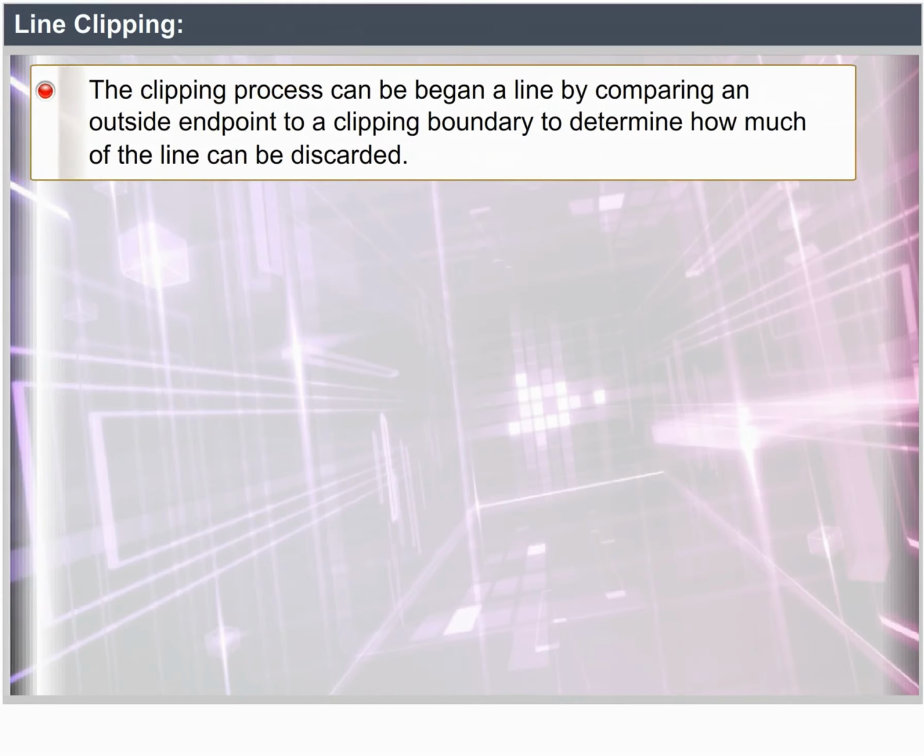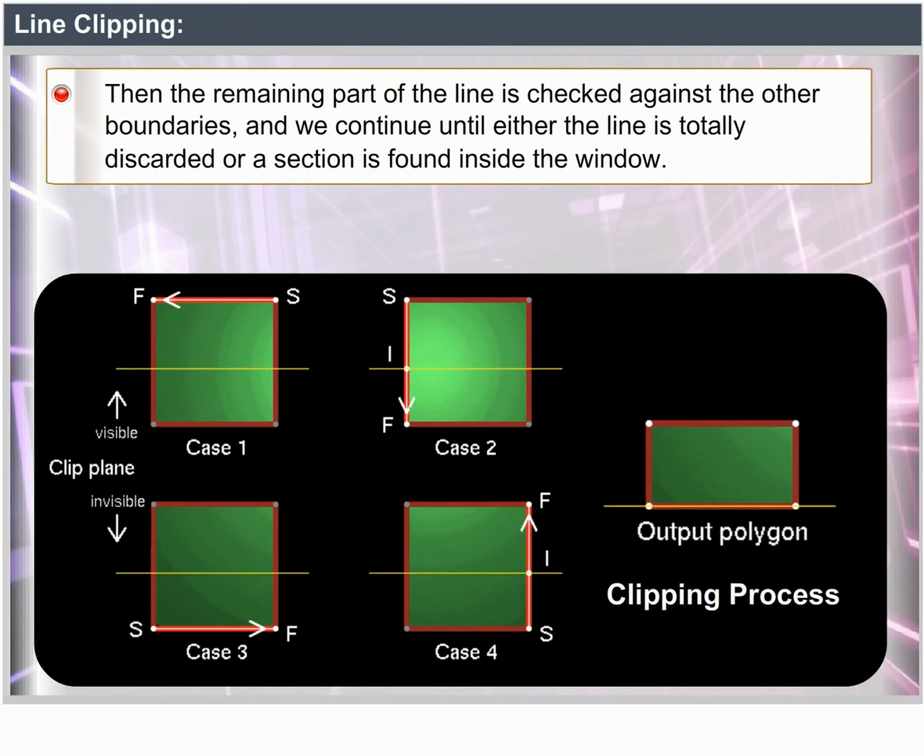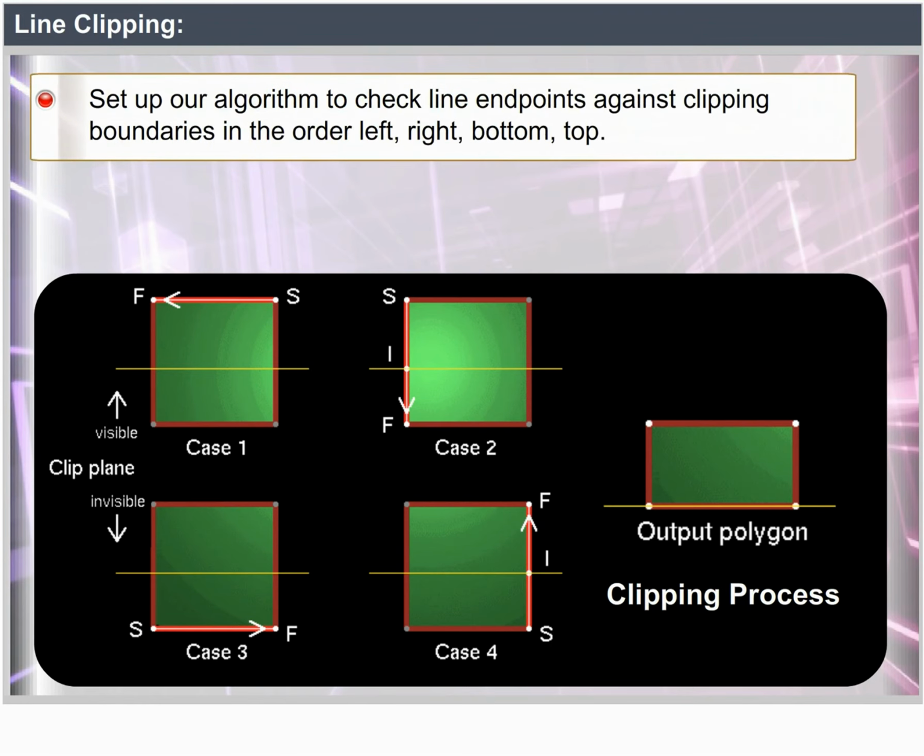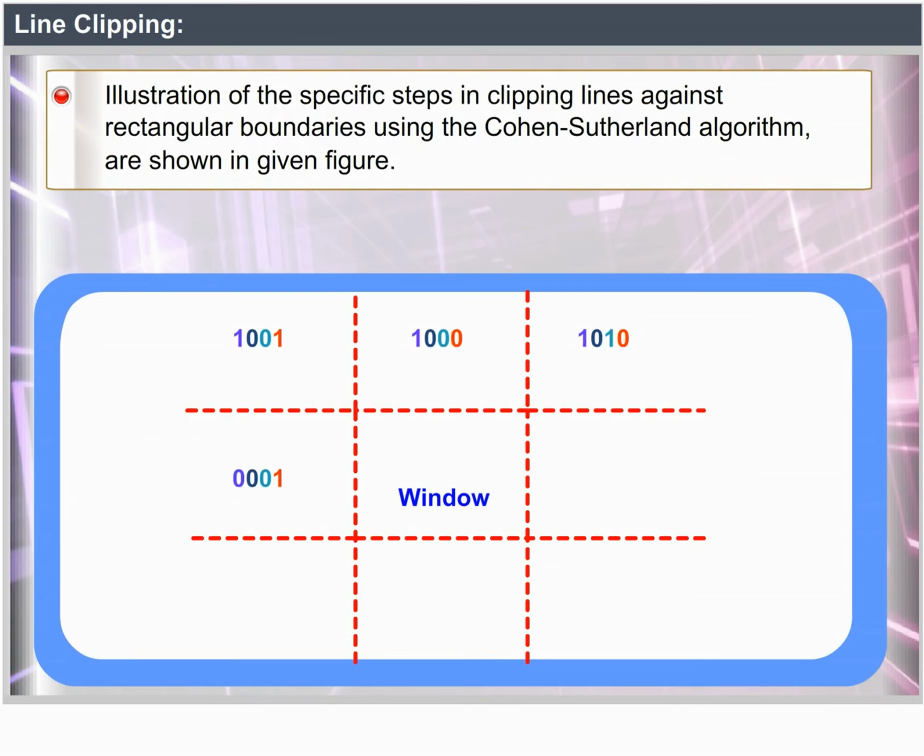We begin the clipping process for a line by comparing an outside endpoint to a clipping boundary to determine how much of the line can be discarded. Then the remaining part of the line is checked against the other boundaries, and we continue until either the line is totally discarded or a section is found inside the window. We set up our algorithm to check endpoints against clipping boundaries in the order left, right, bottom, top. The specific steps in clipping lines against rectangular boundaries using the Sutherland algorithm are shown in the given figure.